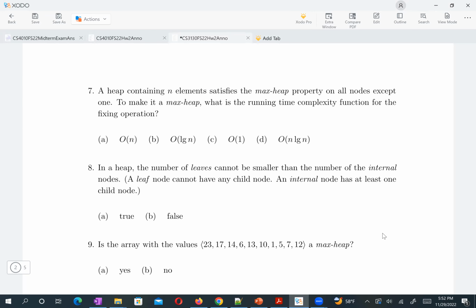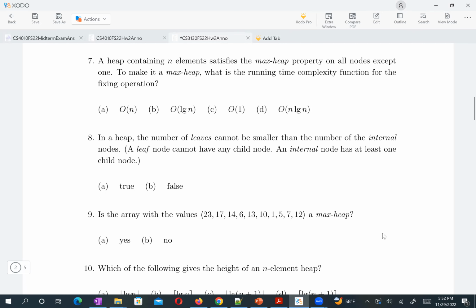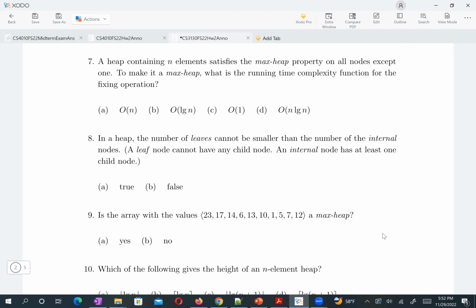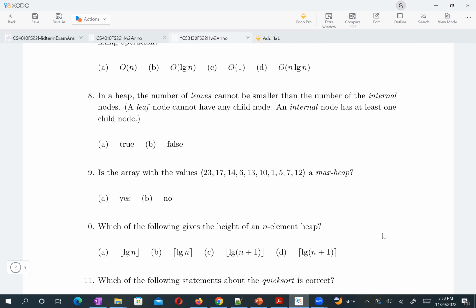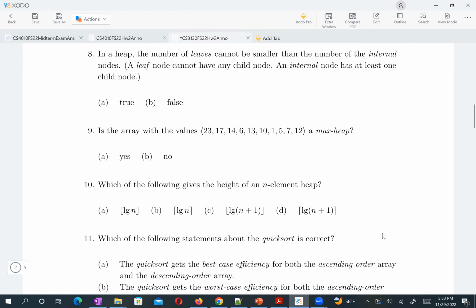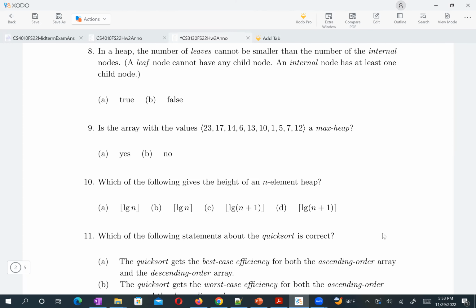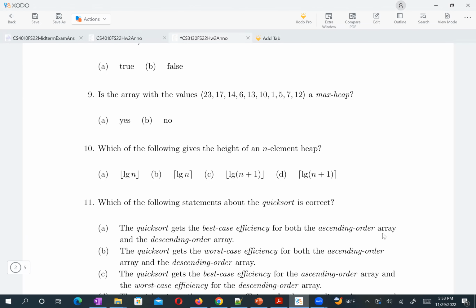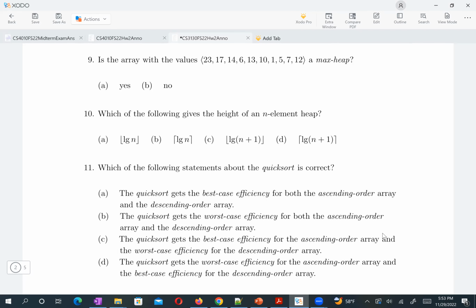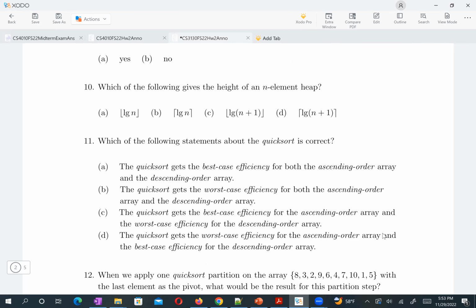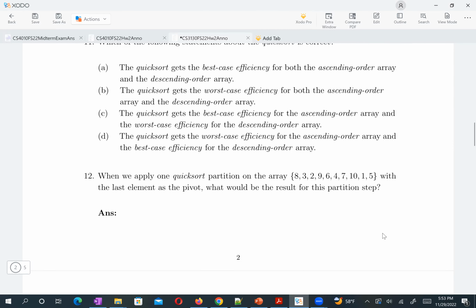Then some basic facts. So I do not need to explain. Leaf, internal node, external, internal, leaf nodes. I talked about that in class, so you just study that part. Then checking max heap. You just examine the max heap property everywhere in this tree. That's pretty straightforward.